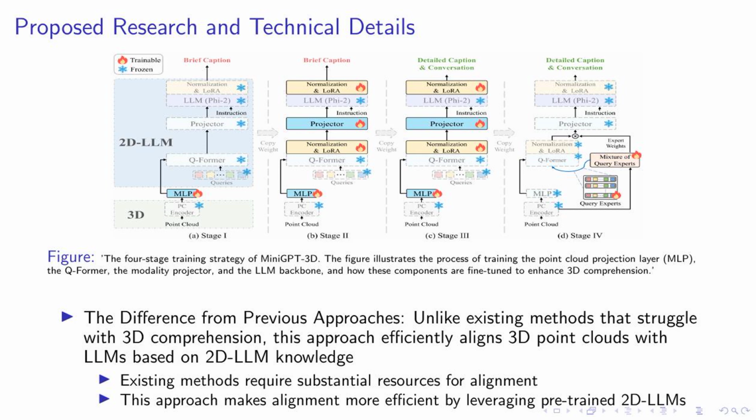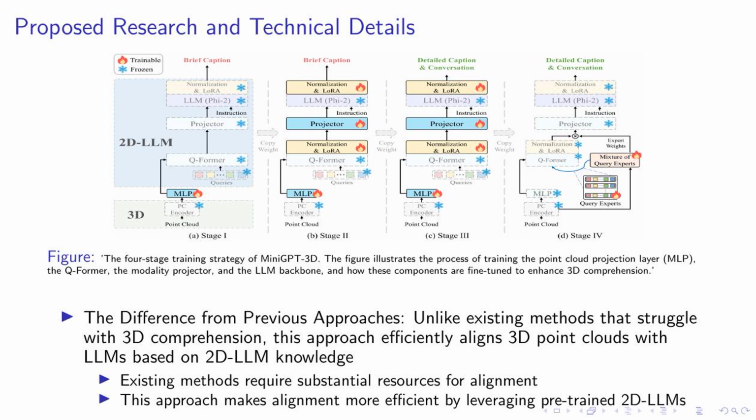The figure illustrates the process of training the point cloud projection layer (MLP), the Q-former, the modality projector, and the LLM backbone, and how these components are fine-tuned to enhance 3D comprehension. The 4-stage training strategy is designed to gradually transfer the priors of 2D LLM to the point cloud modality, enhancing the nascent 3D LLM's comprehension.